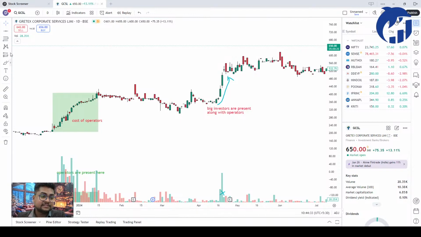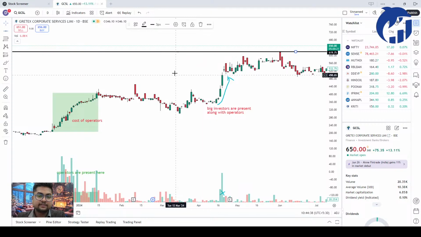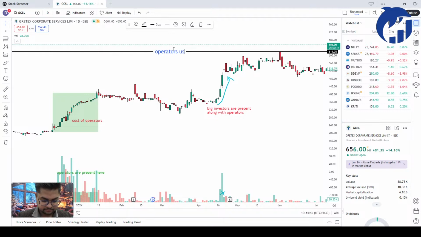So we'll add this up and write it in a very clear way. Just have a look. So here, if we write, operators are making how much? Operators usually go for 3 to 5x returns, right? Operators usually go for 3 to 5x returns, which they might be getting at the level of 600, and they are making an exit.